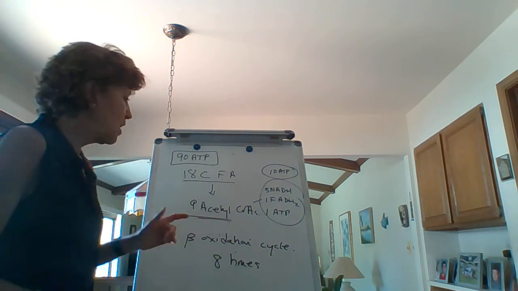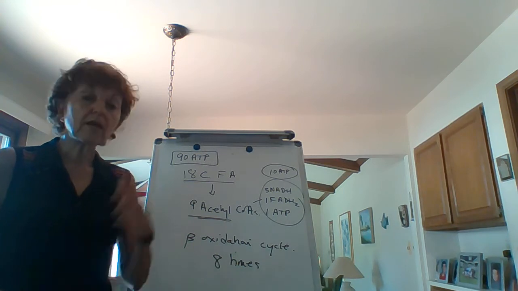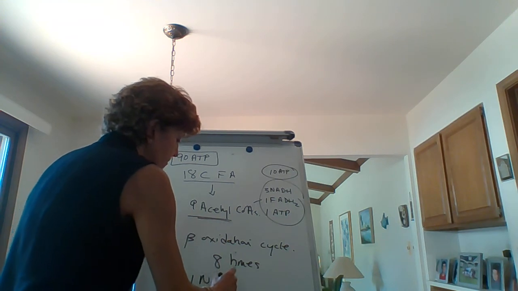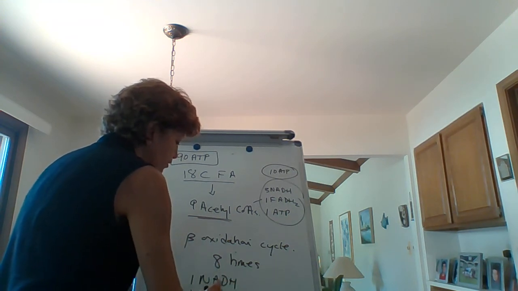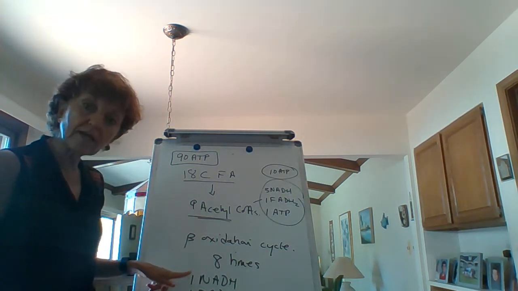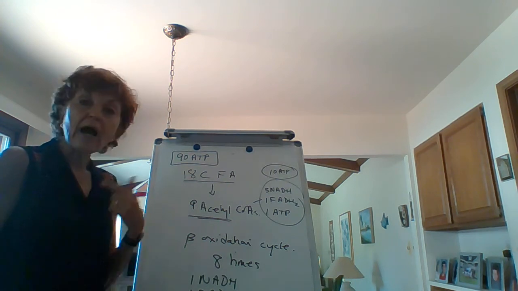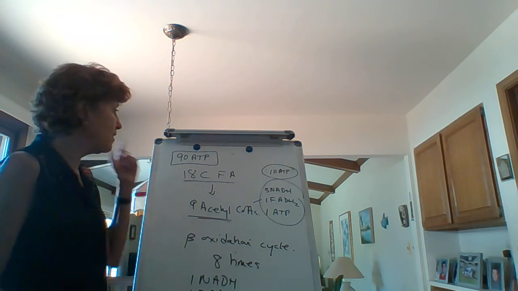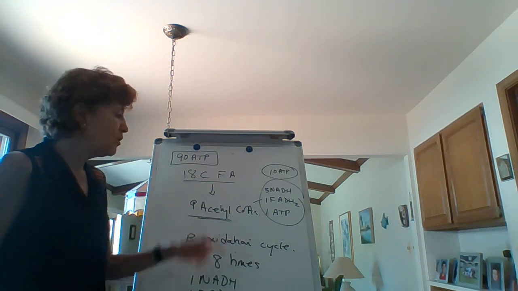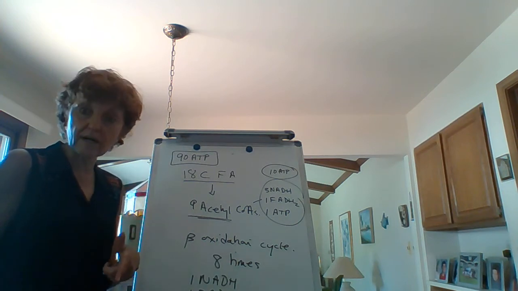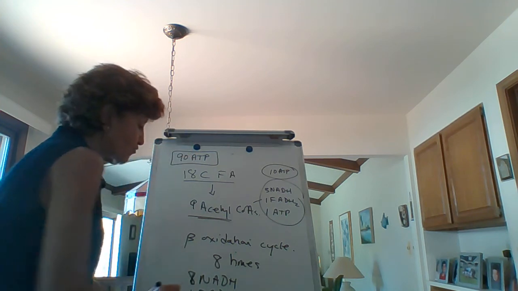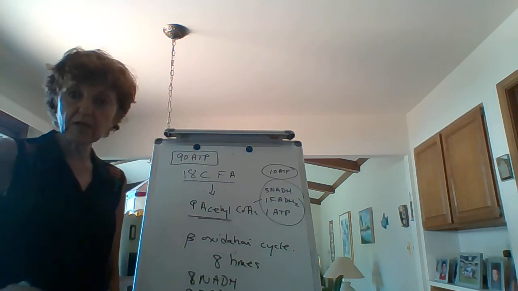We're not done. Remember, beta oxidation. Each beta oxidation, remember what we said? We produced 1 NADH and 1 FADH2. So each cycle of beta oxidation, you're producing 1 NADH and 1 FADH2. How many times are we going to go through this? Well, if you have an 18 carbon fatty acid and you've produced 9 acetyl-CoAs, you will have gone through the cycle 8 times. So that means you've produced 8 NADHs and 8 FADH2s.